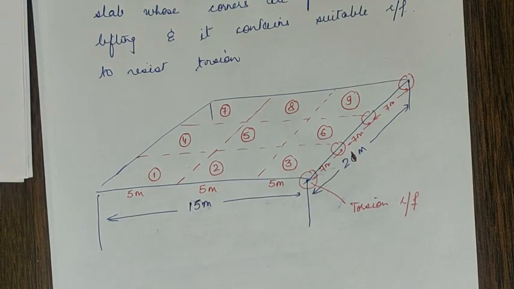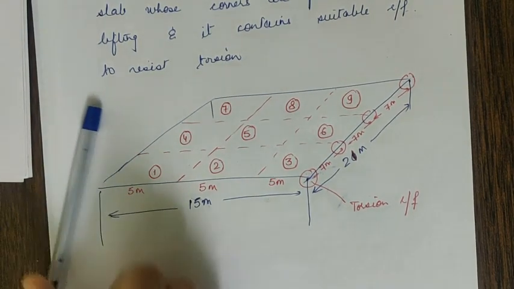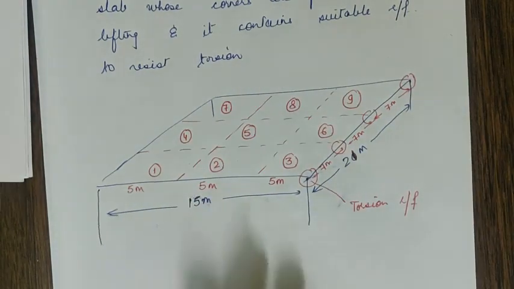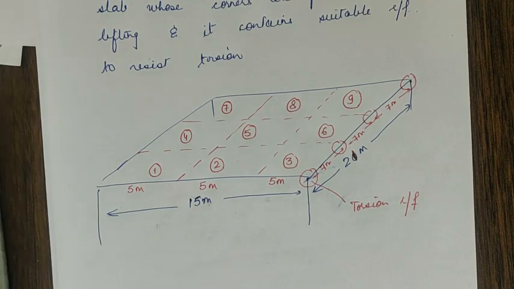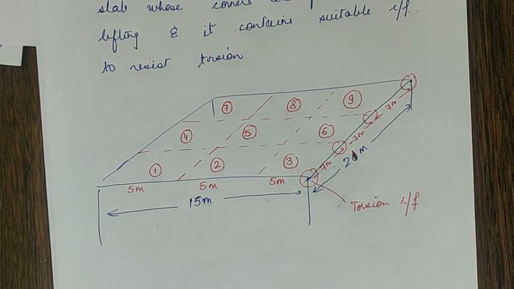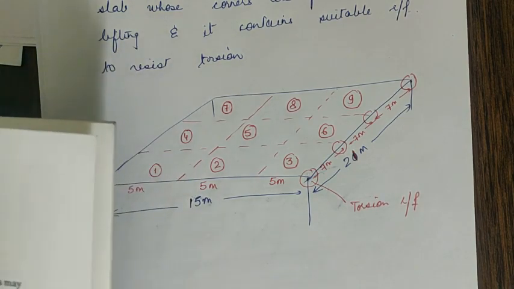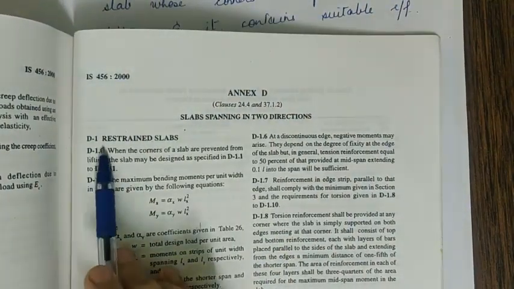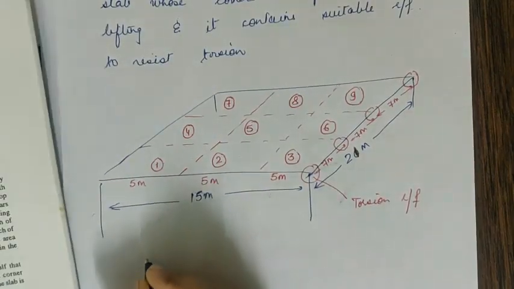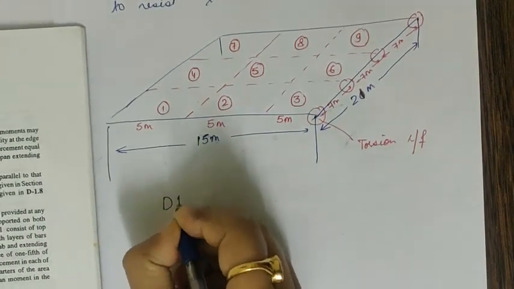Is it okay? Now, because the design of this slab will be different for each and every case, the code IS 456 has said that the design of this slab will be done by suitable clauses that are given in the code. So we will be following the procedure that is given in Annexure D, clause D1.